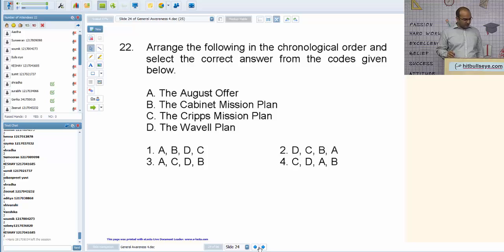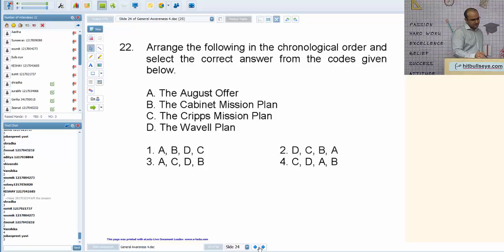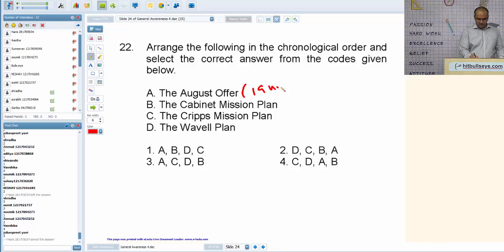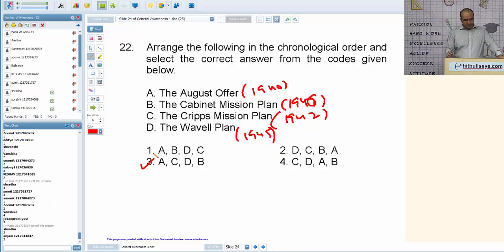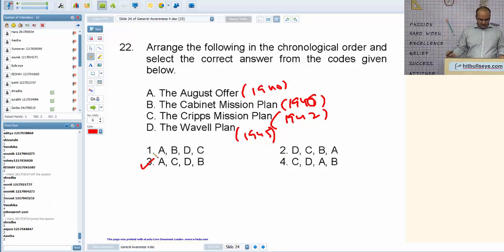Next, arrange the following in the chronological order. So let's see the years in which these important events took place. August offer is of course 1940. Cabinet mission plan, right? Also 1946. Cripps mission 1942, and finally Wavell plan 1945. So let's see what answer do we get for this. Option number 3 is the correct answer.